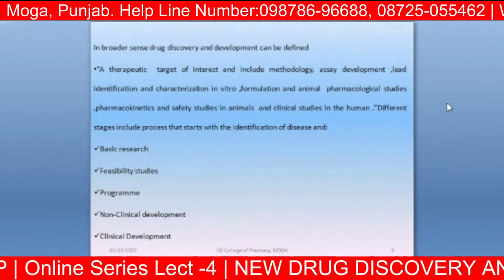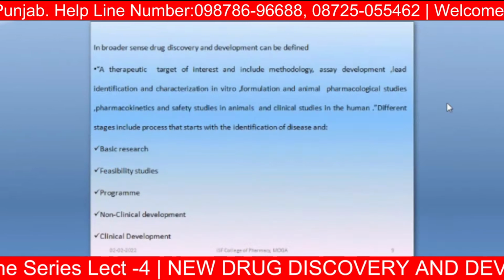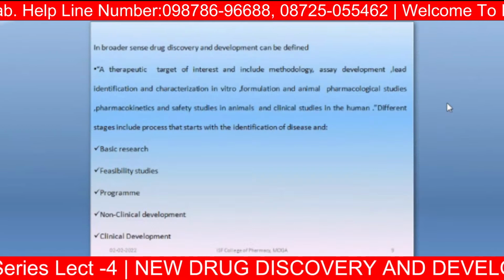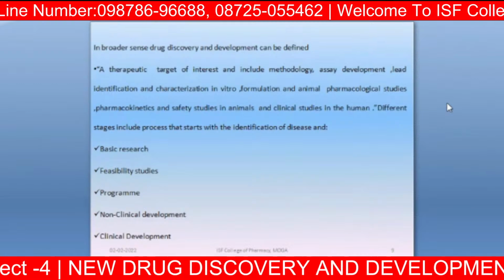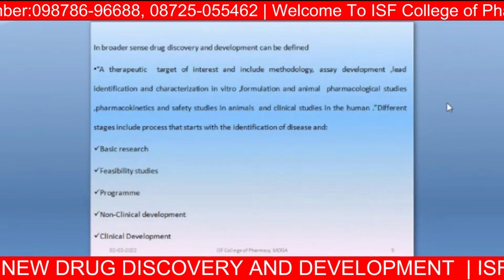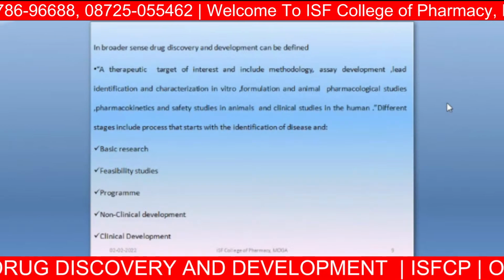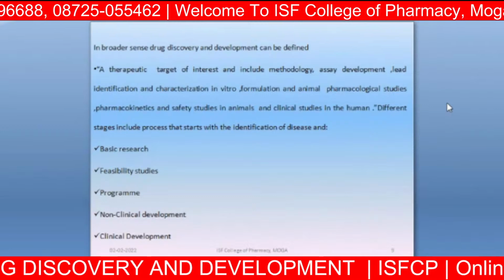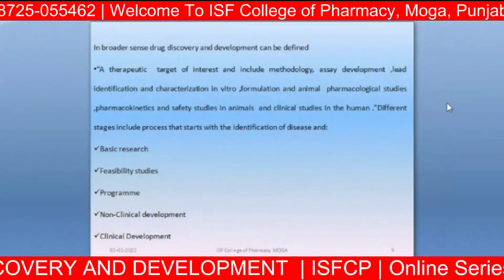In a broader sense, drug discovery and development can be defined as a therapeutic target of interest and include methodology, assay development, lead identification, characterization in vitro, formulation, animal pharmacological studies, pharmacokinetics, safety studies in animals, and clinical trials in humans. As we have discussed, what do we mean by animal pharmacology?